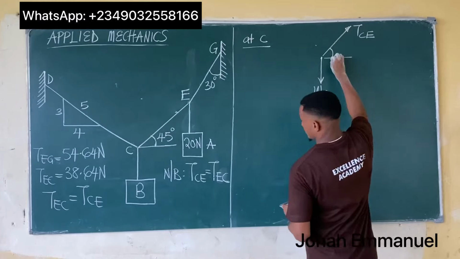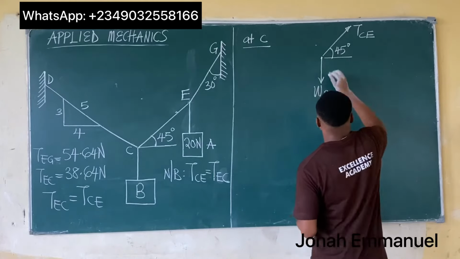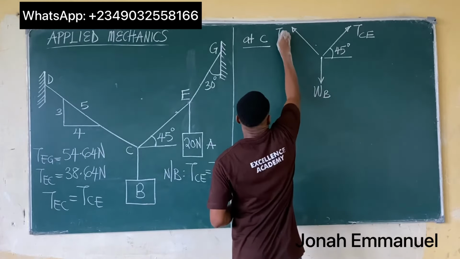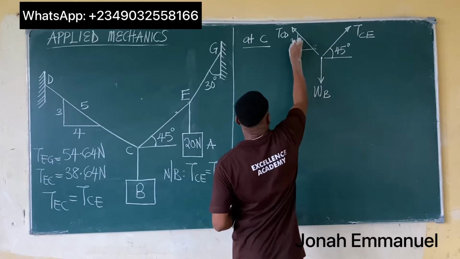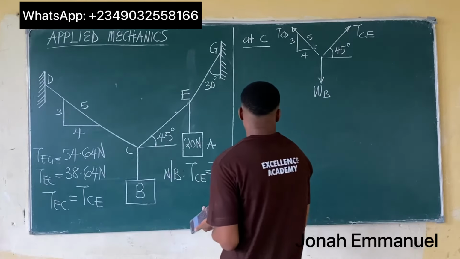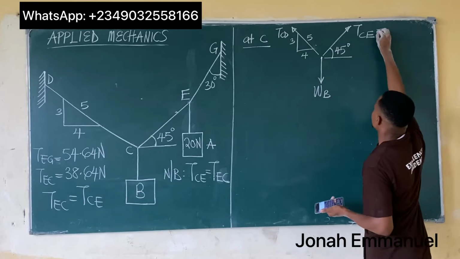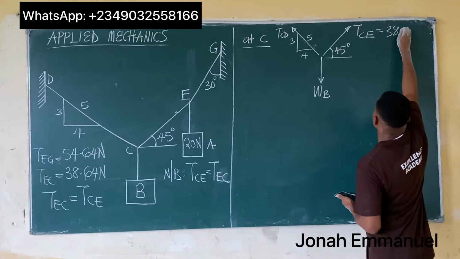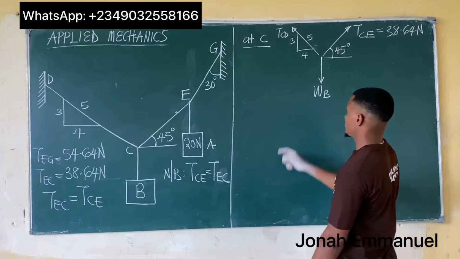And the angle here, we said is 45 degrees. We now add to that one here. This force here, that's TCD. We have this one here. This is 3, this is 4, this is 5. So this one is not a problem. We have an angle, so we can resolve. TCE, we said it's equal to 38.64 Newton.